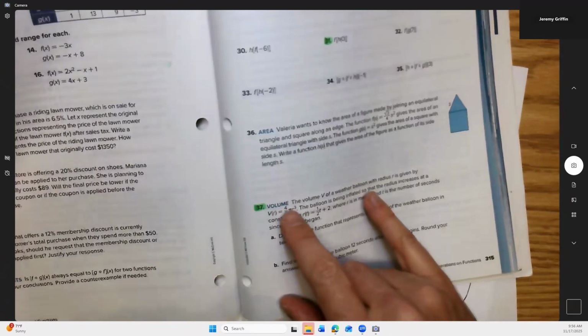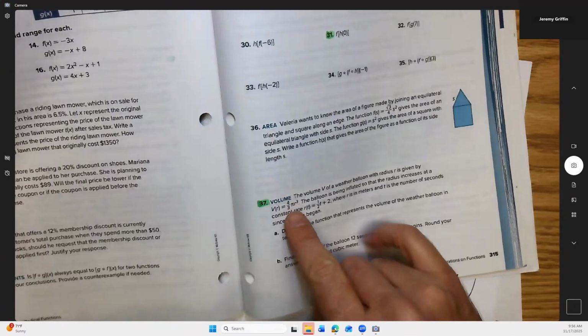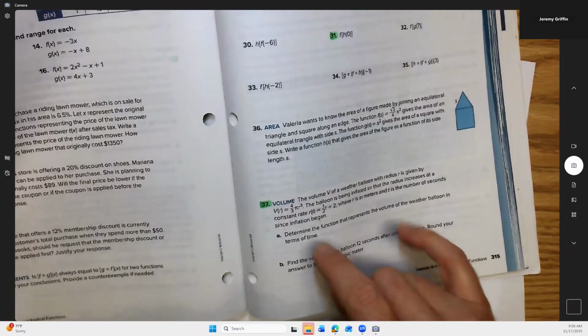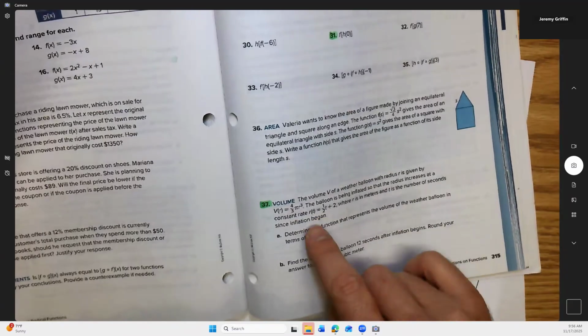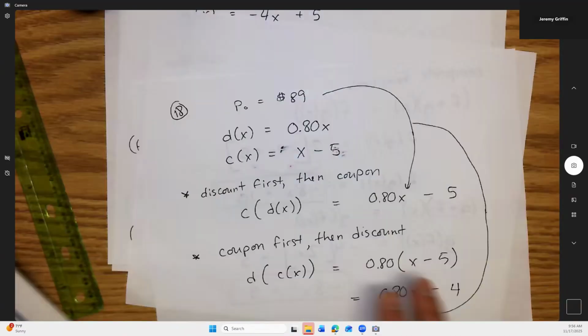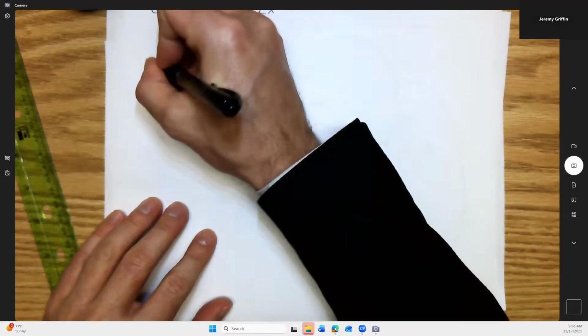The volume of a balloon with radius r is given by 4/3 pi r cubed. So that would be the volume of the sphere based on its radius. The balloon is being inflated so that the radius increases at a constant rate, 1/2 t plus 2. They want you to figure out what's the volume of the balloon as a function of time, which is also an example of a composite function.